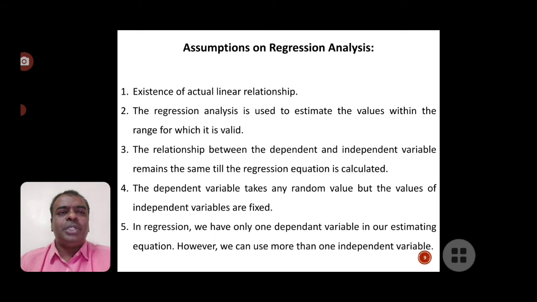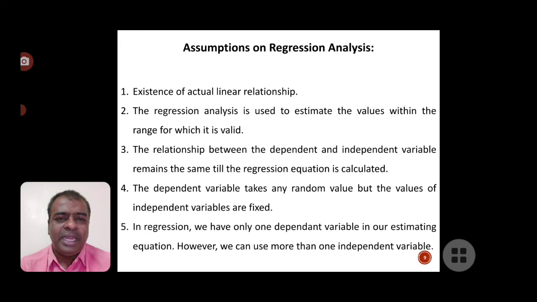What are the assumptions of regression analysis? Number one, there is an existence of an actual linear relationship. Second, the regression analysis is used to estimate the values within the range for which it is valid. Third, the relationship between the dependent and independent variable remains the same as long as the regression equation remains the same.